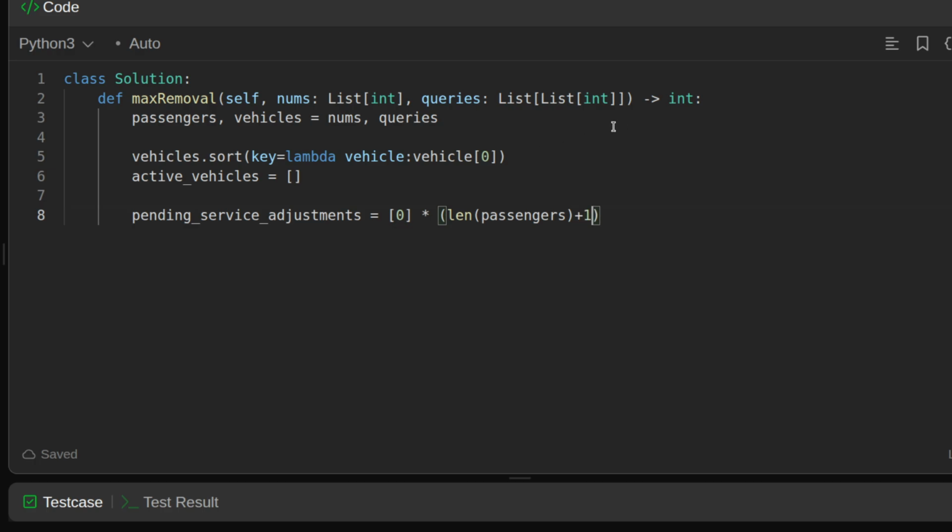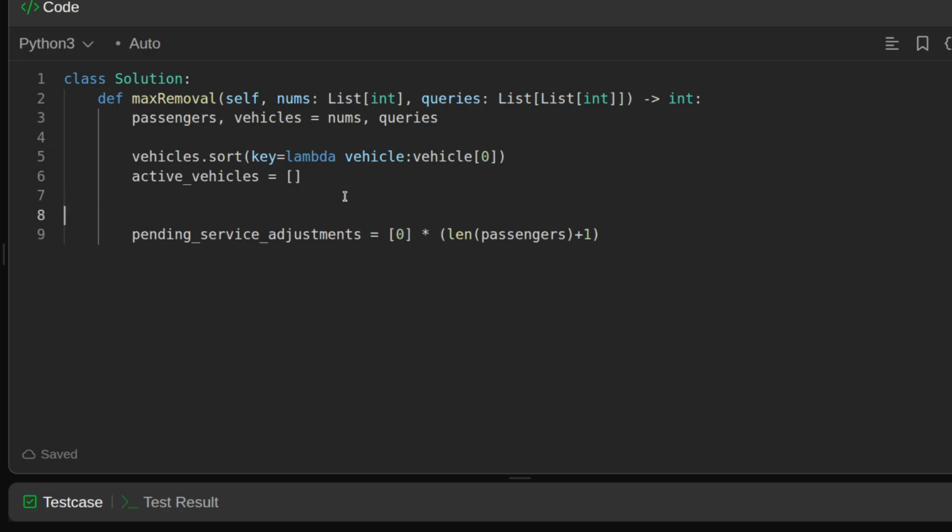Plus one. So I must write here that it keeps track of boarding and deboarding of the passengers, right?